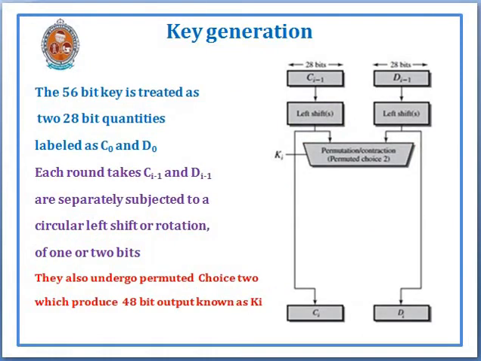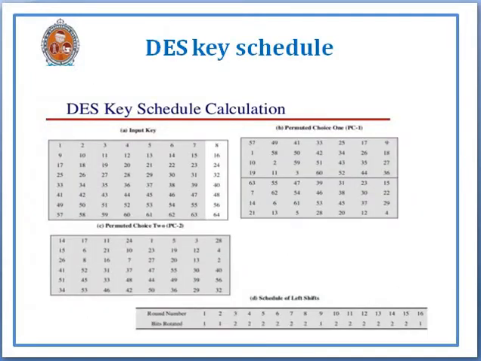And the diagram on the right hand side shows the subkey generation process. The 56-bit key is treated as two 28-bit halves labeled as C0 and D0 or Ci-1 and Di-1. The Ci-1 and Di-1 are separately subjected to a circular left shift or rotation of 1 or 2 bits. They also undergo a permutation choice 2 function which produces a 48-bit output known as Ki, and this Ki is supplied to the round i. And here is the DES key schedule calculation process.